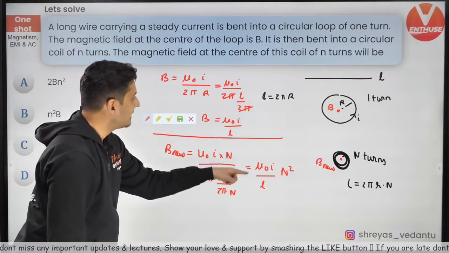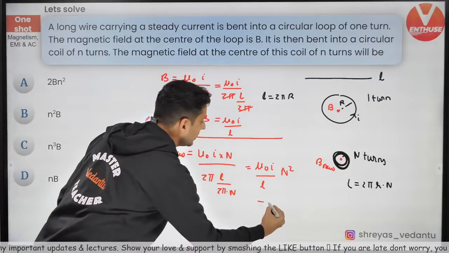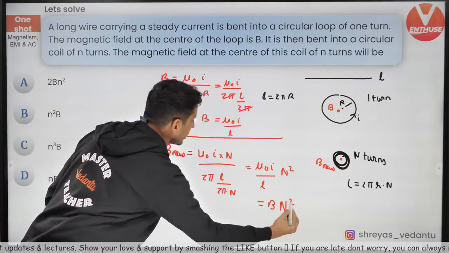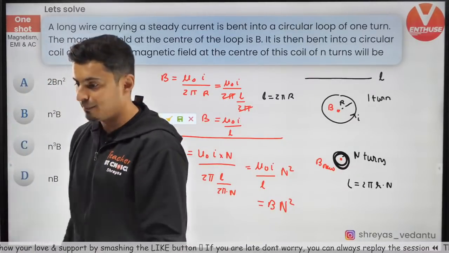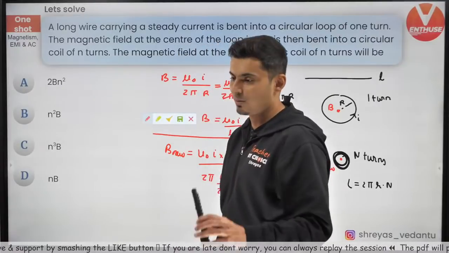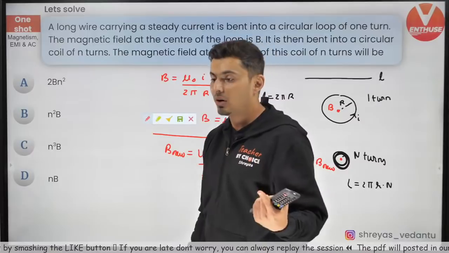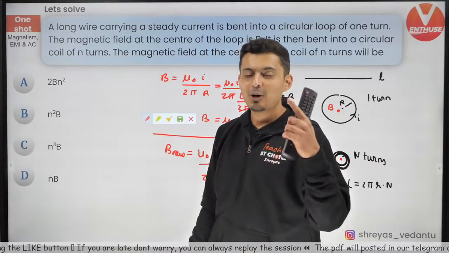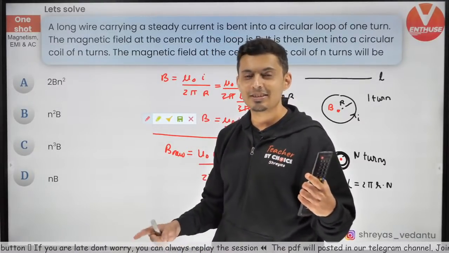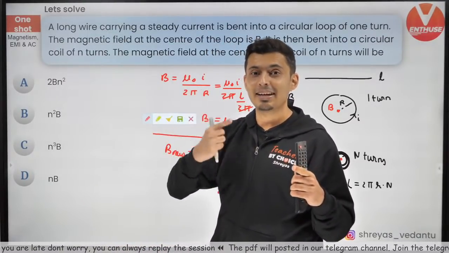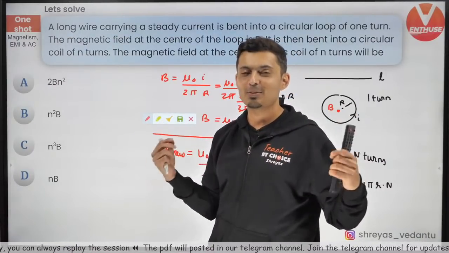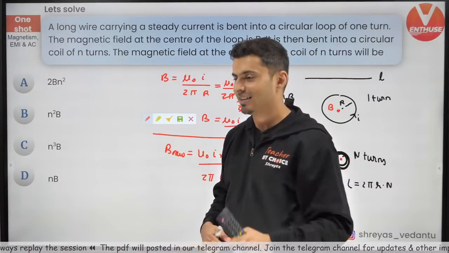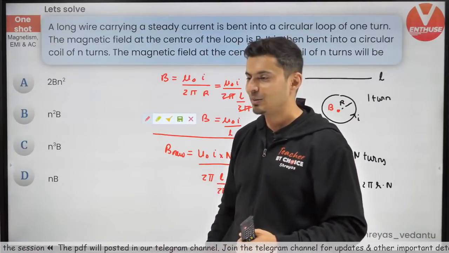Do you see what this value is? Mu naught I by L is the old B. So it will be B n square. So where is B n square? That's option B. Yep, all those of you who said D is wrong. Many students forgot the radius changes. All of you just considered turns increase, but you forgot the radius also will decrease n times. So that's why the field will become n into n times, which is n square times. That's the answer.